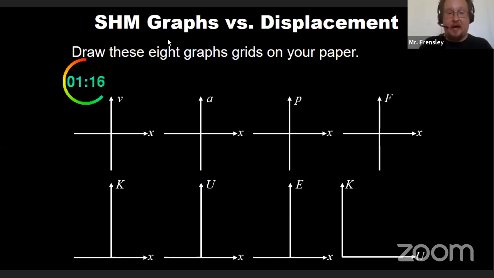So I'm going to reset the time here, and on your paper, you're going to draw these 8 little grids. Some of them have all 4 quadrants. Some of them only have 2 quadrants. Some of them only have 1. Draw it exactly like this and label it exactly like this, okay? So here's your 2 minutes. On your mark, get set, go.